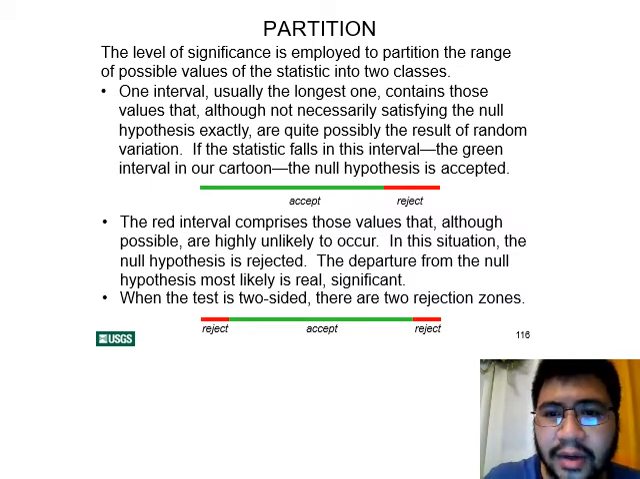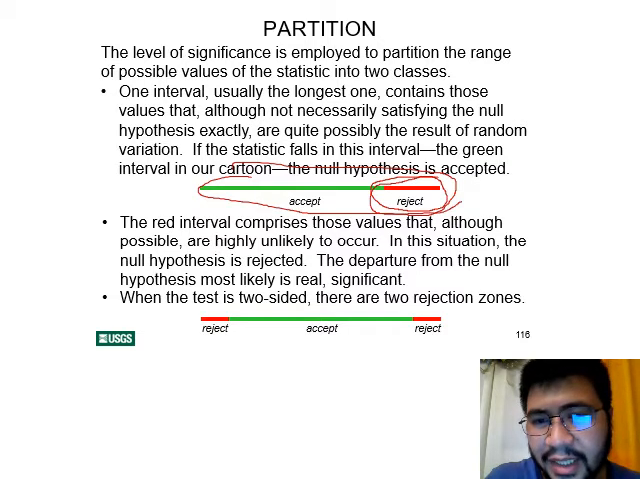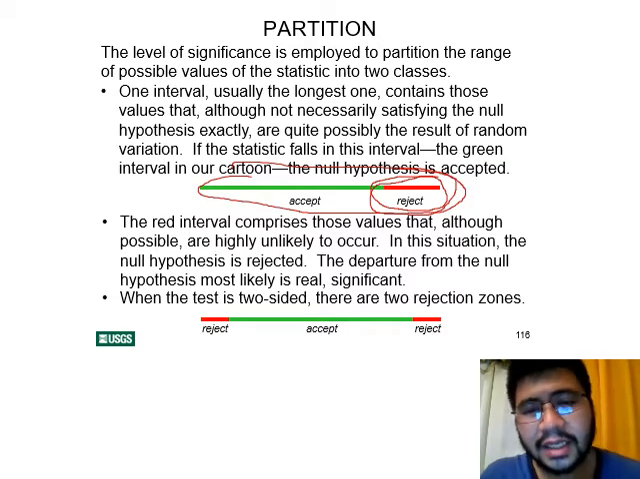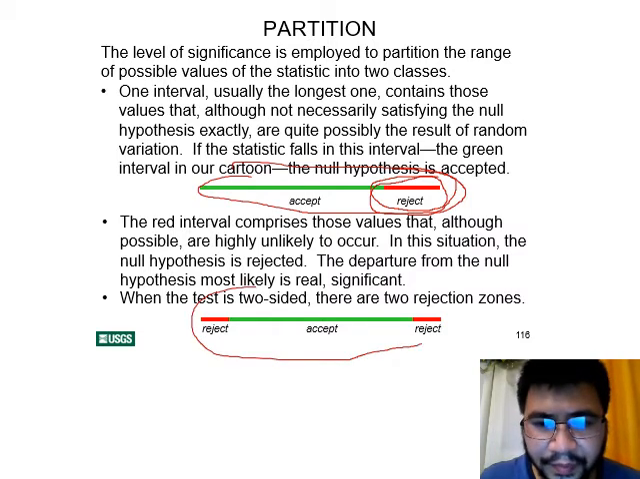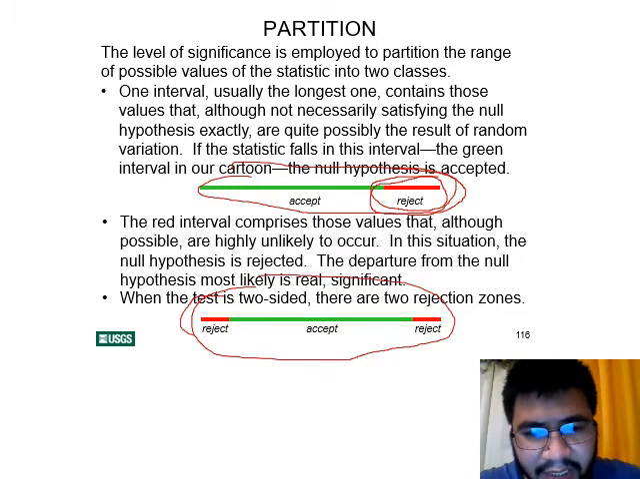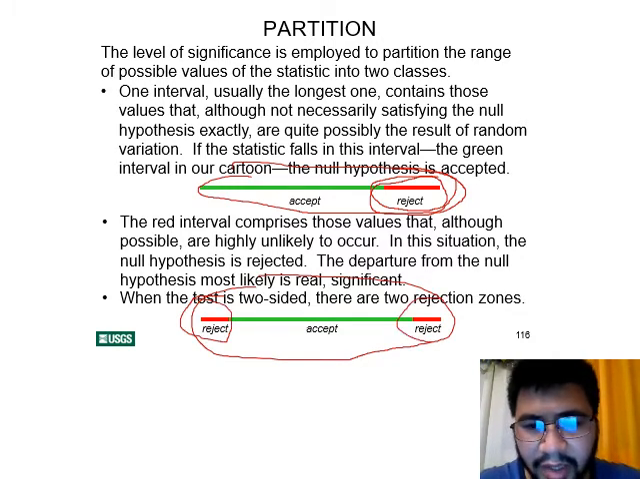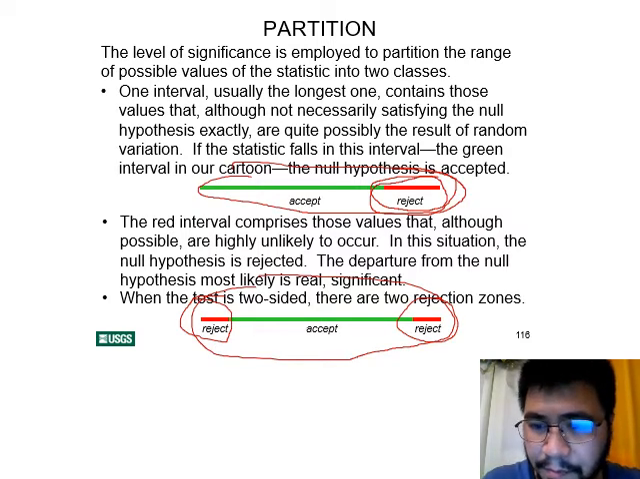Now, just note that this drawing is what we call a right-tailed test because the area of rejection, the values to be rejected, are on the right-hand side, while this drawing below is what we call a two-tailed test because you have rejection areas on either side of your test values.